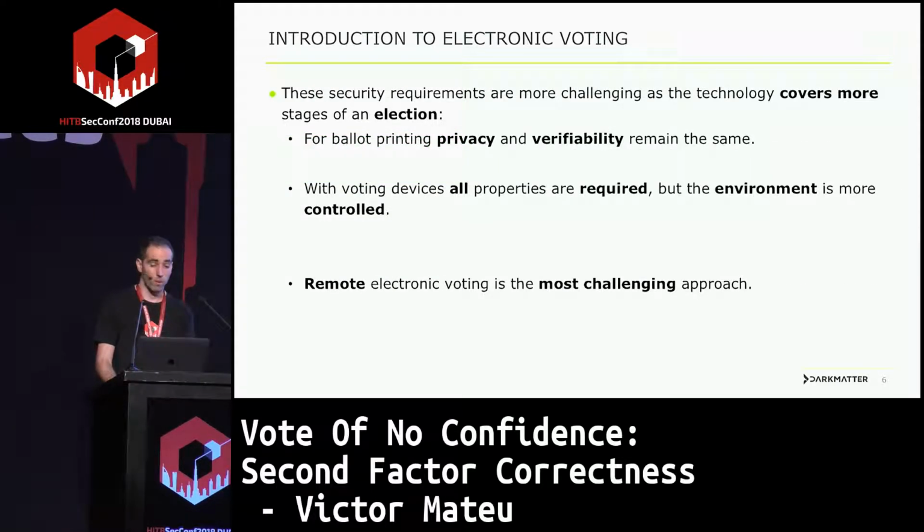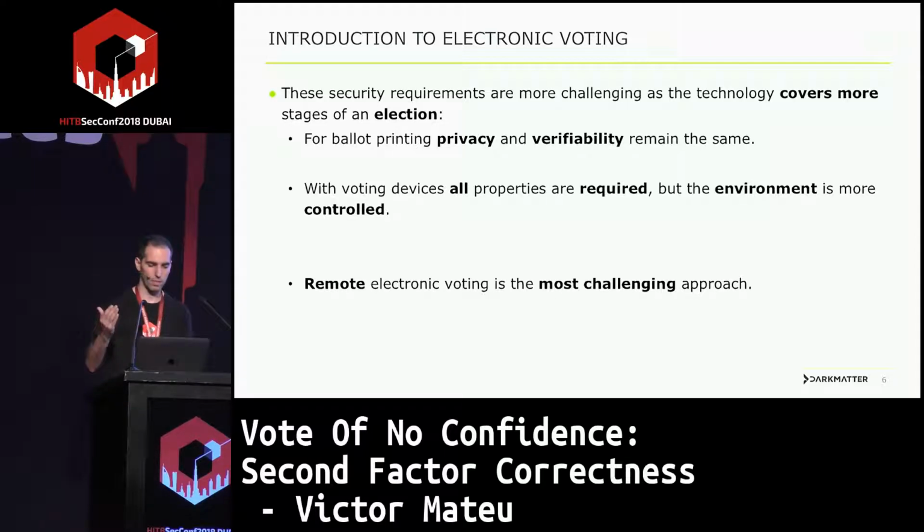These security requirements are used also in classical elections. So there is no other way. In classical elections, you want to have privacy, you want to have correctness, and then there are these auditing processes with physical ballots in which you basically are providing the same properties. Privacy and verifiability will remain the same with ballot printing, as we mentioned before.